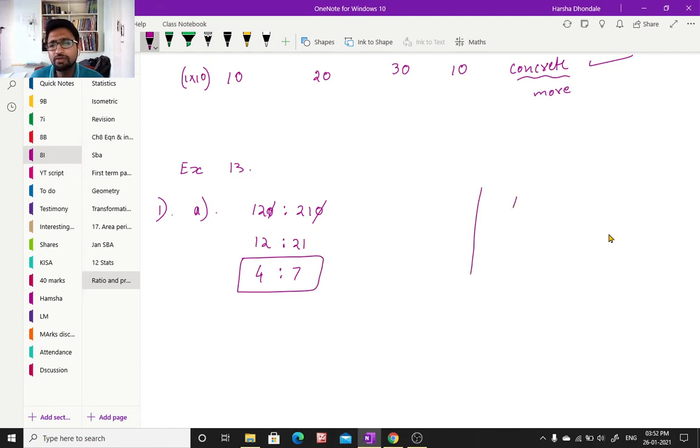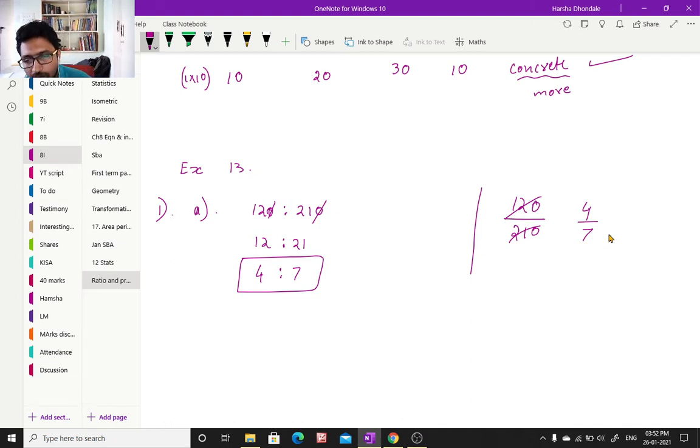There is this practice of writing this ratio as a fraction. No harm in that, but I just don't prefer it, because a ratio is different from a fraction. Even though you can work with it like this, and then finally simplify it, you get 4 by 7, and then you can give your answer as 4 is to 7. I just don't prefer writing it as a fraction.